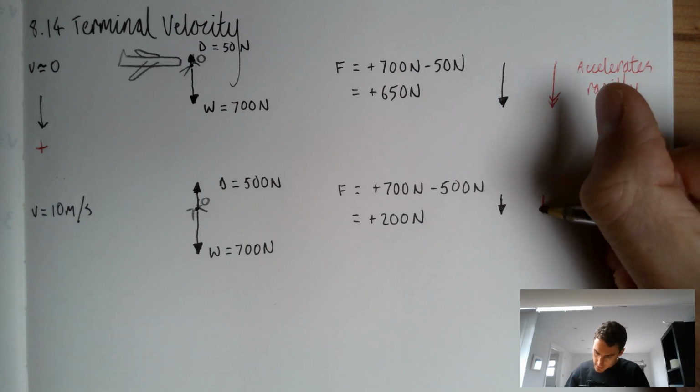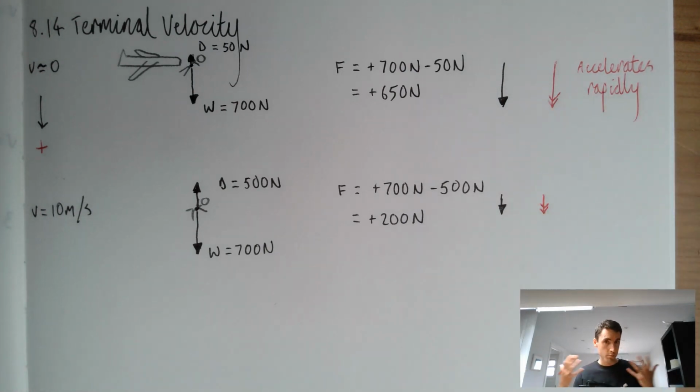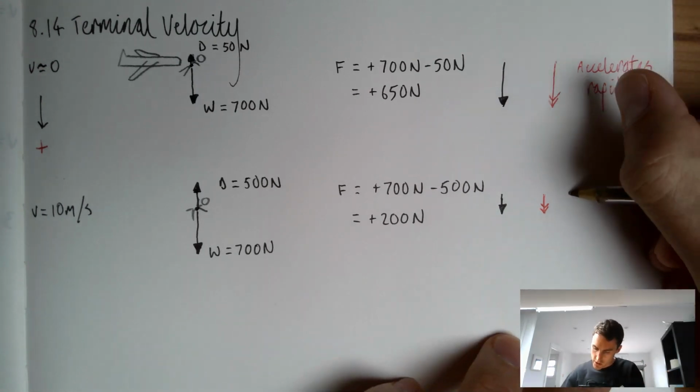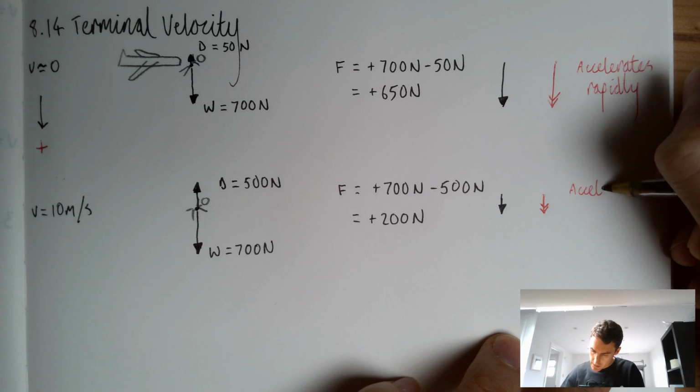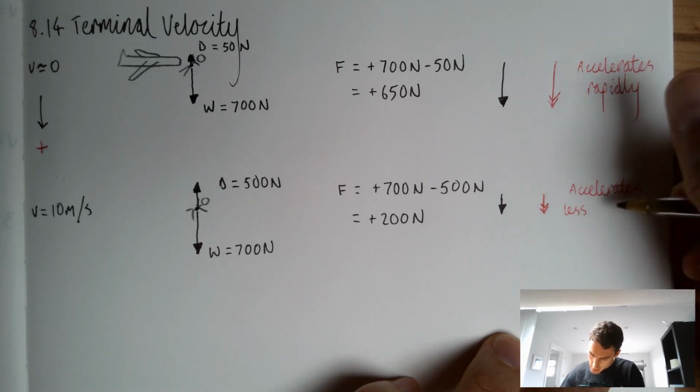And again, just as we saw in the lesson on drag forces, we don't want students to think because the drag's increased it starts slowing down. It's still accelerating, just less rapidly. So let's put accelerates less rapidly.